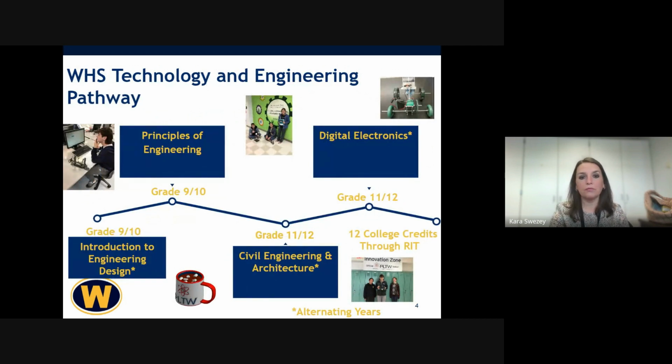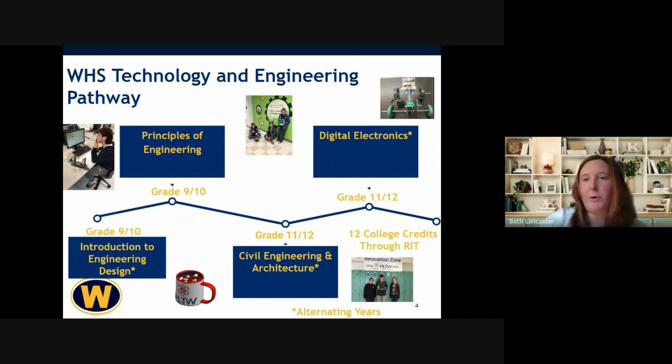And Riley's going to chime in and talk about our computer science pathway. But I'm going to go ahead and start off with our technology and engineering pathway. It consists of four different PLTW courses: Introduction to Engineering Design, Principles of Engineering, Civil Engineering and Architecture, and Digital Electronics. It culminates in an opportunity for our students to gain 12 college credits through the Rochester Institute of Technology.